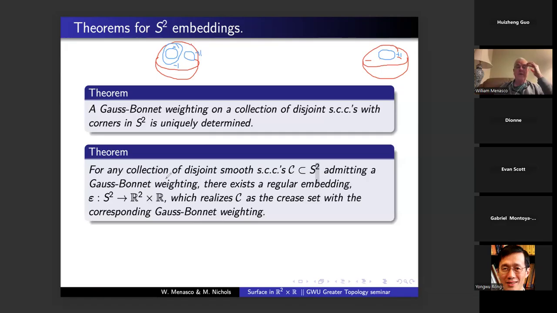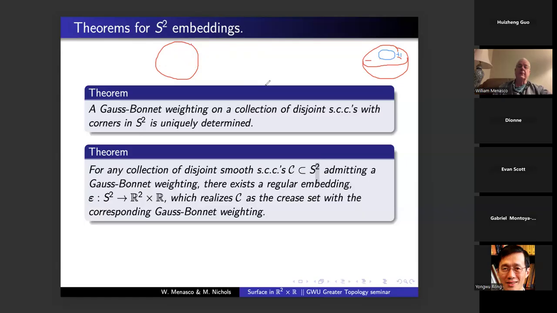And so if you have an embedding of a two sphere into R3 such that the crease set is smooth, then there always is a weighting assignment, a Gauss-Bonnet weighting assignment, that matches up with the Euler characteristic of the subsurfaces. The question is, if I give you a system of curves and you can put a weight assignment on it, can you build an embedding? All right. So that's the direction that we're going in.